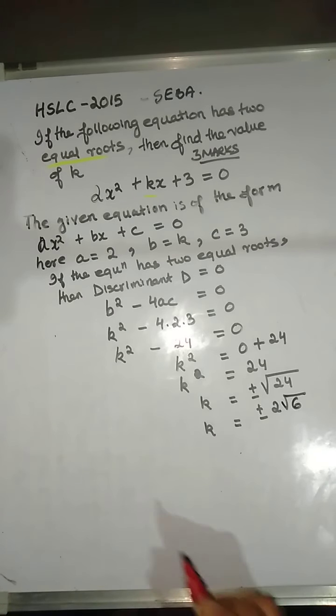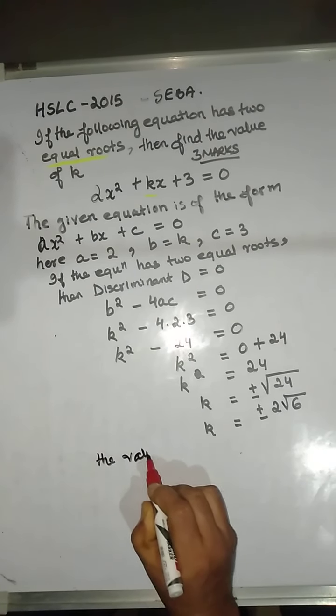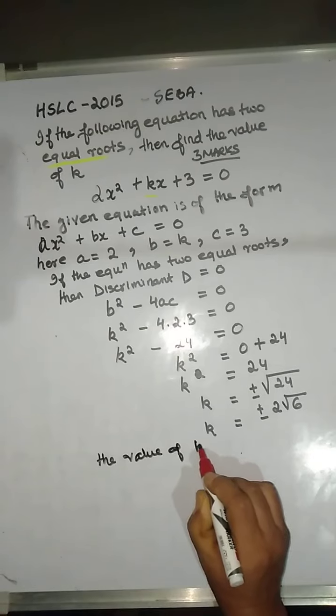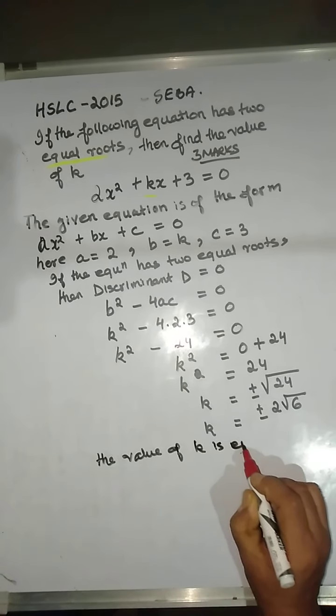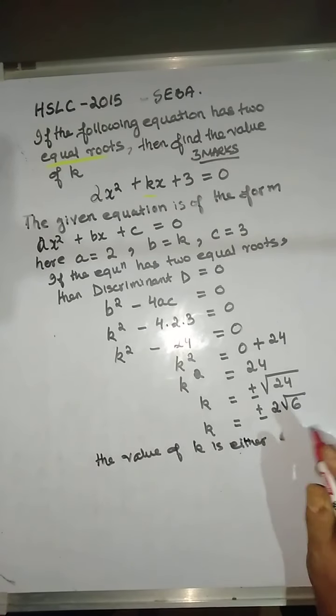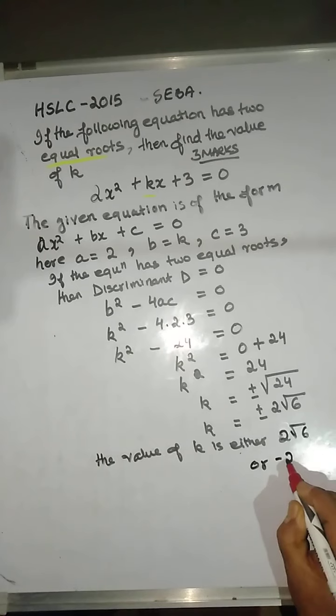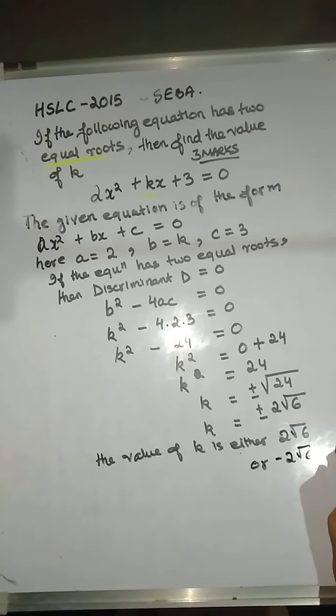So the value of k is either 2 root 6 or minus 2 root 6. That is your answer.